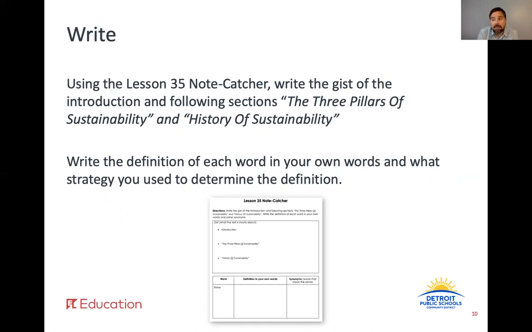For example, in the lesson 35 note catcher, the first word is thrive. Try to find out the definition using the strategies that we talked about. If not, you can look it up, but then think about what is another word for thrive. Maybe you know that, you can take a guess, but you can also look that up to fact check yourself. Go ahead and pause the video here while you complete this work.